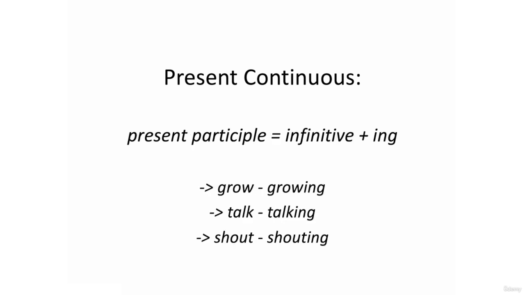Now, to form the present continuous, we use the present participle. The present participle is regular verbs in their infinitive form and then adding ing. For example, grow is the infinitive. Growing is the present participle. Talk, talking. Shout, shouting.